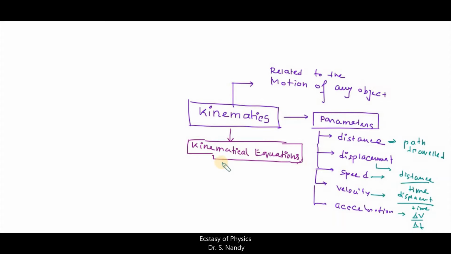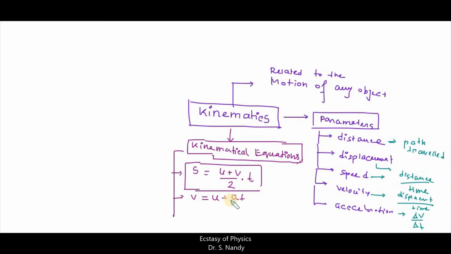The equations we have covered under kinematics: the first equation is S equal to (u plus v) upon 2 times t. Here u is the initial speed and v is the final speed, so (u plus v) by 2 gives the average speed, times t, the time, giving the total distance traveled. The second equation is v equal to u plus a t: final velocity equals initial velocity plus acceleration into time.